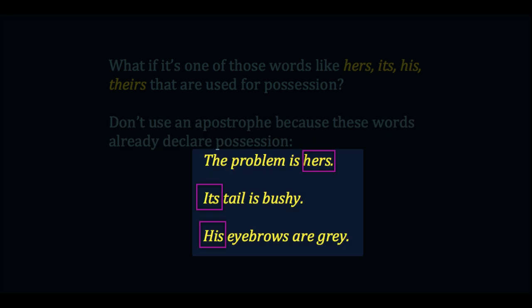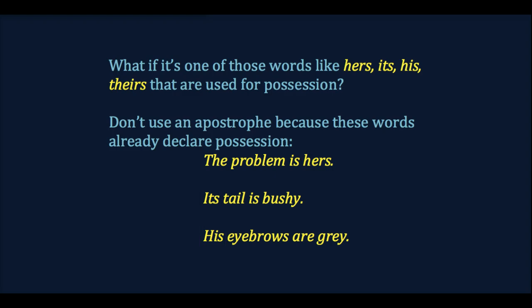The problem is hers. Its tail is bushy. His eyebrows are gray. They all, by their very nature, are possessive words. So it would be redundant, excessive, to put an apostrophe as if to say this is a possessive and a possessive, in case it wasn't clear to you the first time around. Okay, so unique category of words, these possessive pronouns, no apostrophe with them.